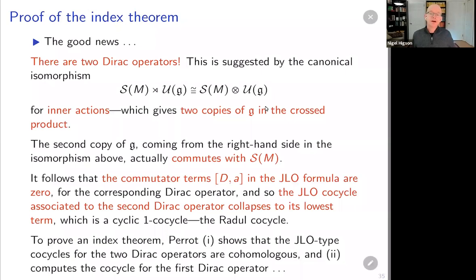And if you have two copies of G, it stands to reason that you should be able to build two Dirac operators. And the Dirac operator built using the non-interacting, so to speak, copy of G, I apologize to Emile for using a word like that, is going to be extremely simple because it's going to commute with elements in our algebra A. All of the commutators [D, a] are just going to be zero. So whatever JLO formula you build is going to be concentrated in the lowest degree. And that's the explanation of why you get from that second Dirac operator the Wodzicki residue, or the Radul cocycle.